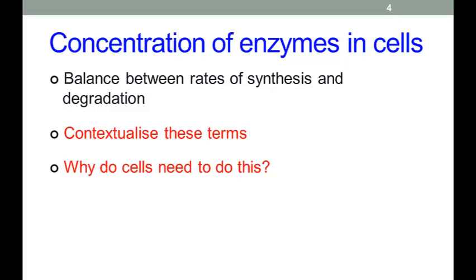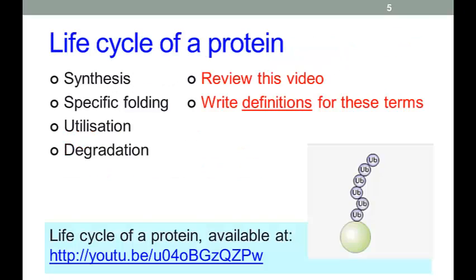Now, the first thing we're going to ask you to do here is contextualize these terms. So look at synthesis and degradation, and balance between the rates as well, and place them in the context of maintaining an appropriate concentration of proteins and enzymes. Why do cells need to do this? Have a think about it. These things you've seen in red are tasks I expect you to complete before the virtual seminar.